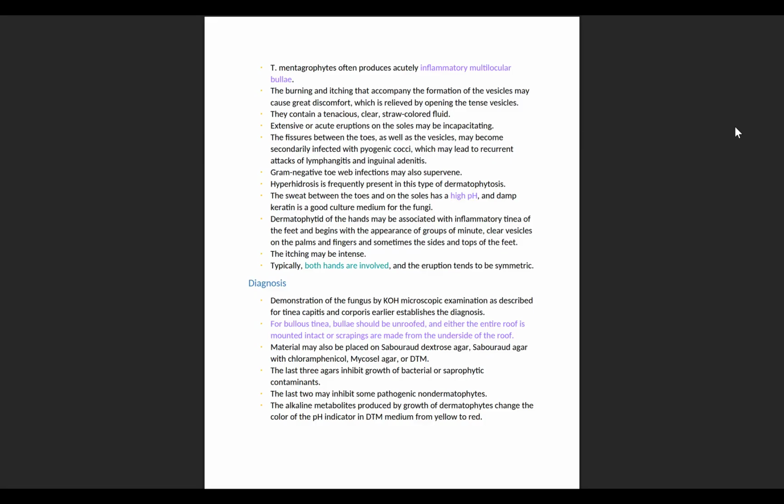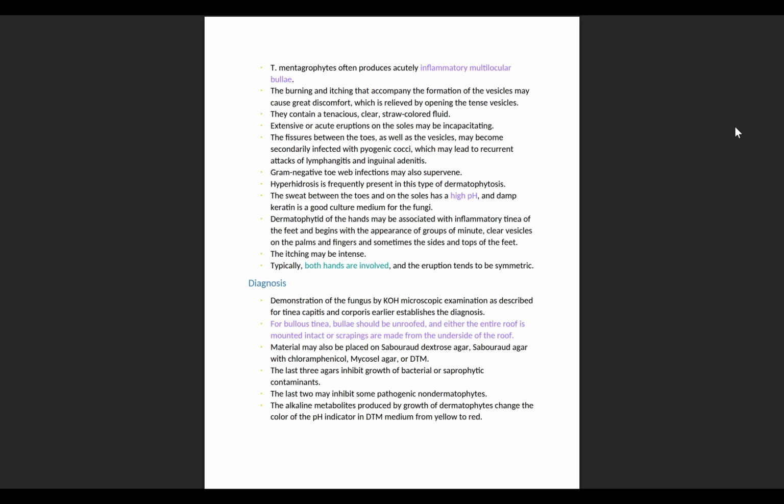The fissures between the toes as well as the vesicles may become secondarily infected with pyogenic cocci, which may lead to recurrent attacks of lymphangitis and inguinal adenitis. Gram-negative toe web infection may also supervene. يعني أيضا ممكن يصير إنه in addition to fungal infection يصير gram-negative infection.